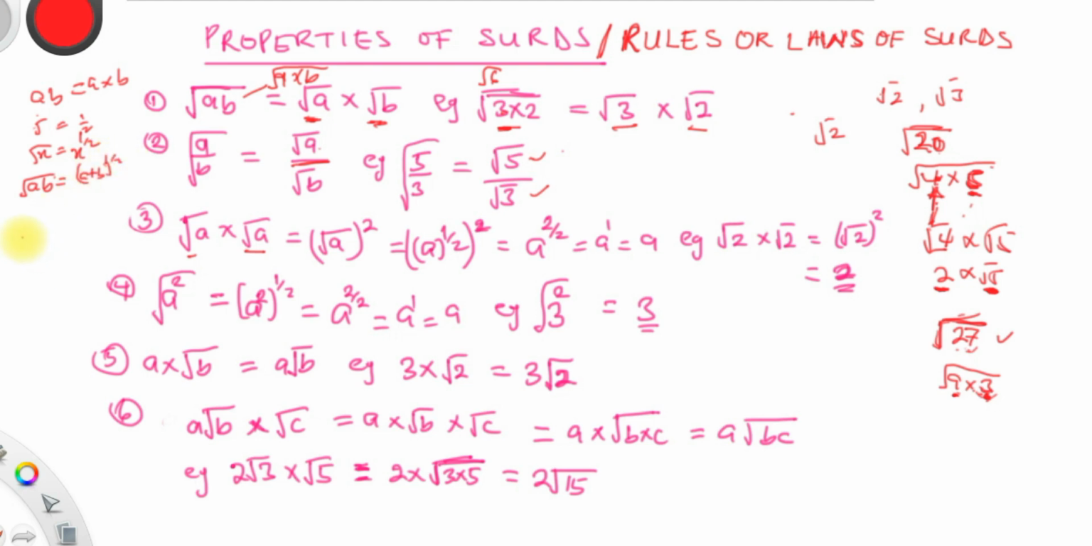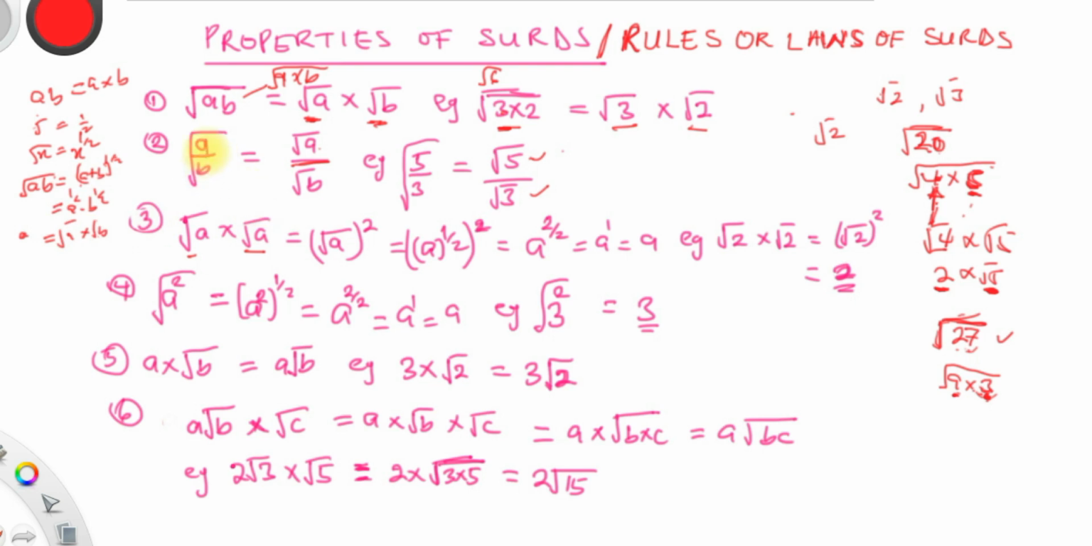Now according to indices, if you have AB raised to the power half, you can separate them. This can be written as A raised to the power half times B raised to the power half. So this becomes the square root of A times the square root of B. That's what we are saying here.